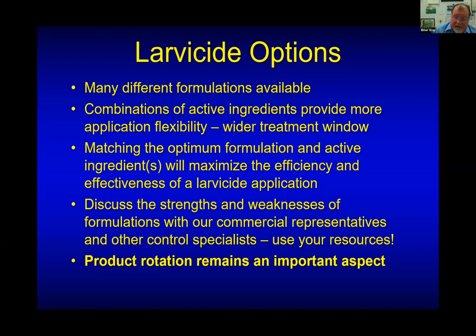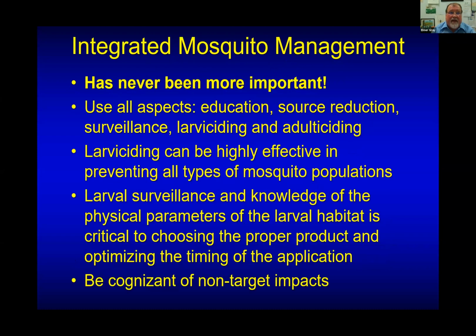Product rotation remains an important aspect. We've got a lot of different very good products here. Integrated mosquito management has never been more important, using all aspects of it: education, source reduction, surveillance, larviciding, and adulticiding. Larviciding can be highly effective in preventing all types of mosquito populations, whether it be floodwater or containers. A lot of work has been done in this area in recent years.